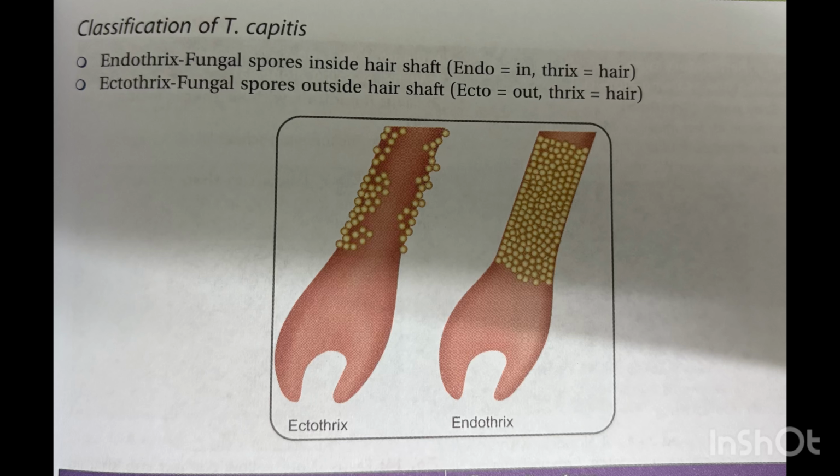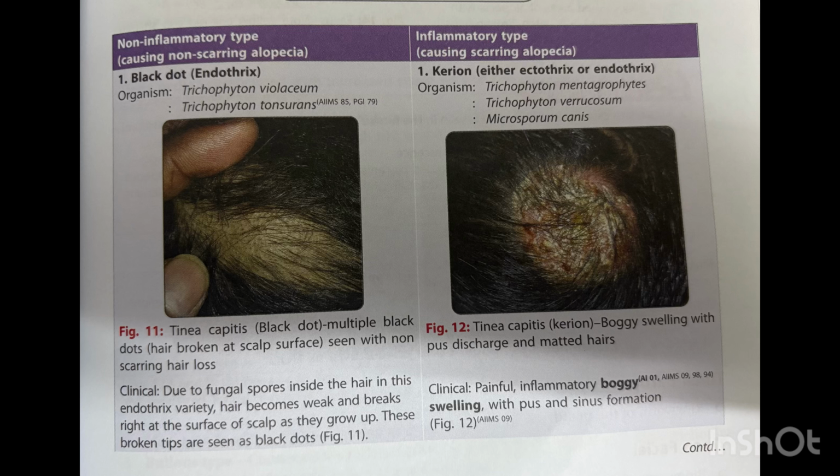Classification of tinea capitis: endothrix, fungal spores inside the hair shaft. Endo is inside, thrix is hair. Ectothrix, fungal spores outside the hair shaft. Non-inflammatory type causes non-scarring alopecia. Black dot endothrix: organism is Trichophyton violaceum, Trichophyton tonsurans.